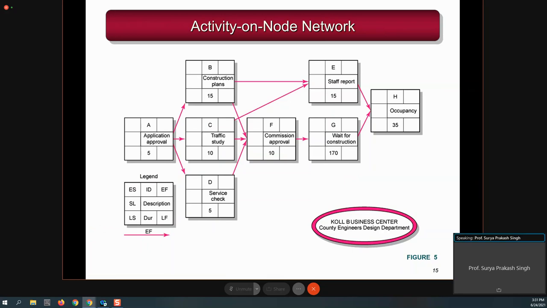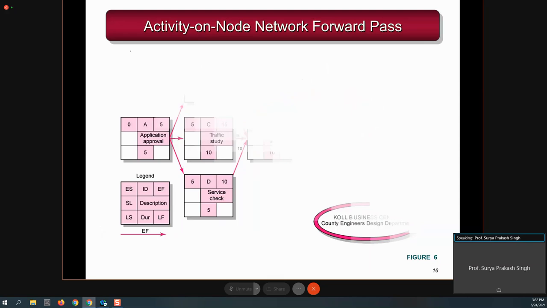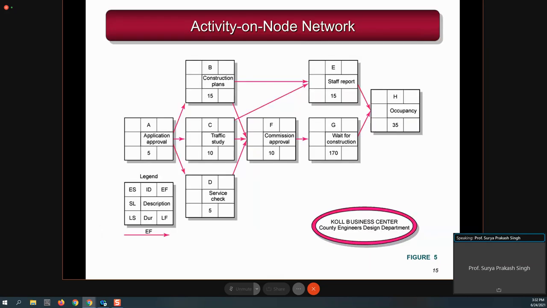So what we have done is that we have written the time, and now let's go ahead and apply the forward pass method. When we apply the forward pass method, we can start from the first point, like this one, because this is the first activity, and we say when we can start this activity. So we have to keep some reference point.